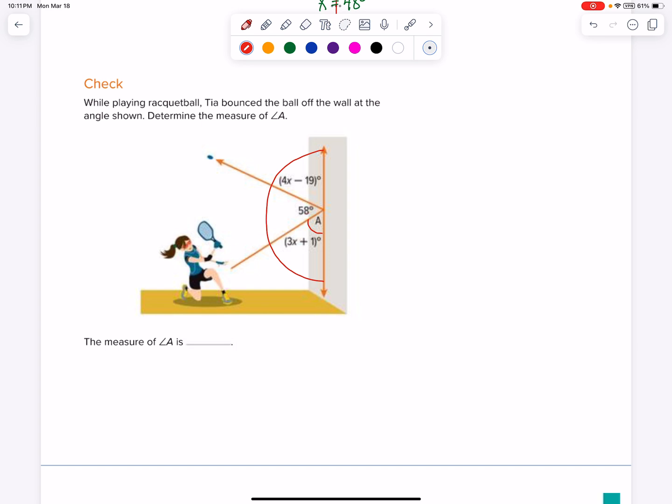Because I definitely see a straight line here. Well, we should know that this is 180 degrees, right? So if we add up all those angles, they have to equal 180, okay? So let's go ahead and create our equation. Now remember that those parentheses are just organizational, and because we're adding, we can move things around in any order when you have addition symbols in between. So right away you can get rid of all the parentheses. So we have 4x minus 19 plus 58 plus 3x plus 1, and all of those angles equal 180 degrees.